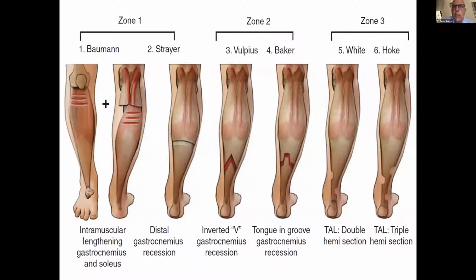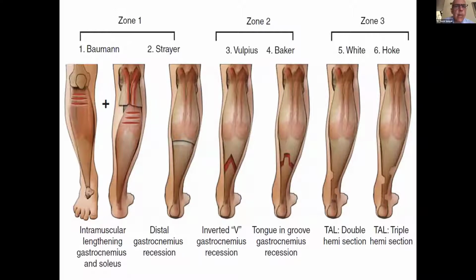There are a lot of different ways to lengthen a heel cord. Zone 3, all the way on your right, lengthening the tendon itself, is non-selective, does both the gastroc and the soleus, gives you the greatest correction but the greatest amount of weakness. In contrast, zone 1 lengthenings give you the least amount of correction but the least amount of weakness.